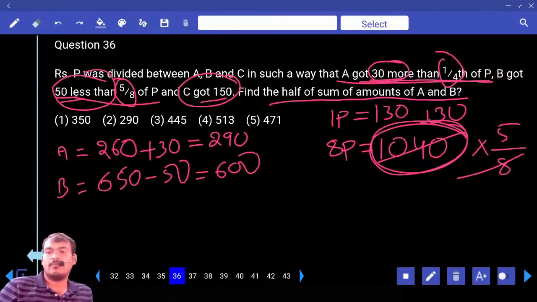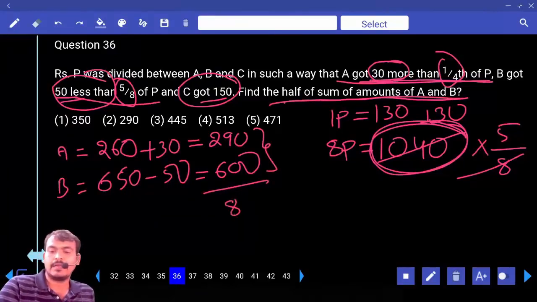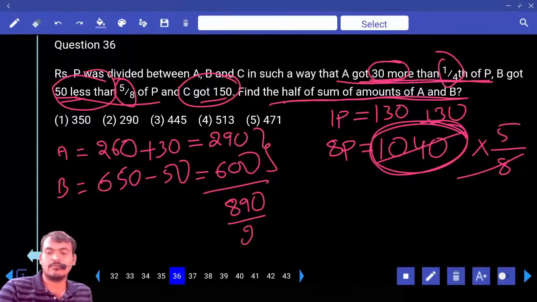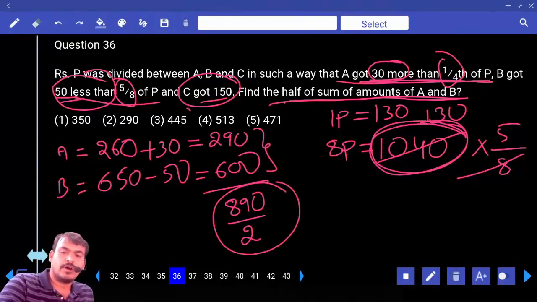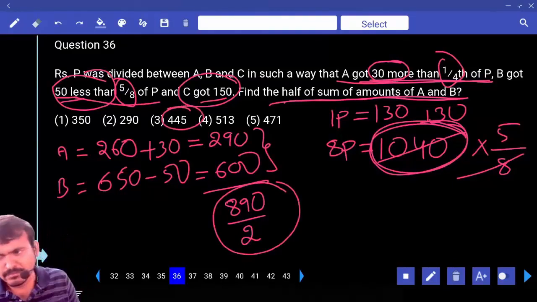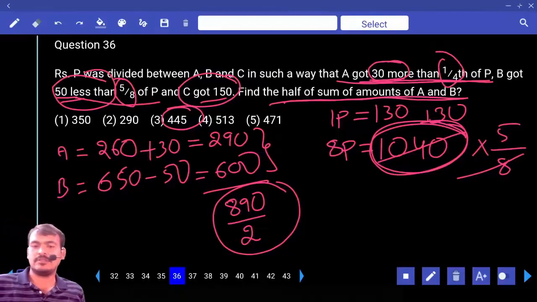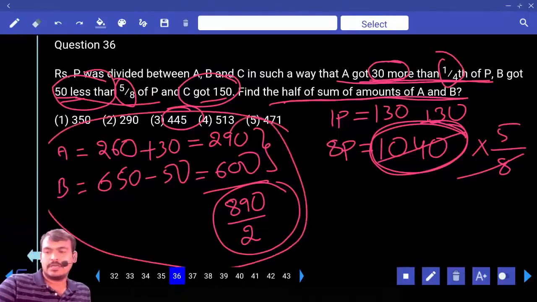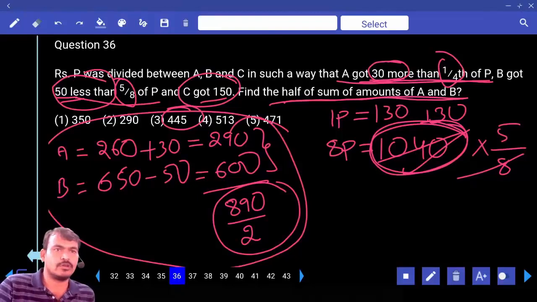600. But here we required half of the sum of which ones? A and B. What is the sum of A and B? 890. In that, how much value do we need? Half value, divided by 2. Half of 890 is 445. If you required the total value, we would not need this process; the answer would just be 1040. But here the question is half of the sum of the amounts of A and B.